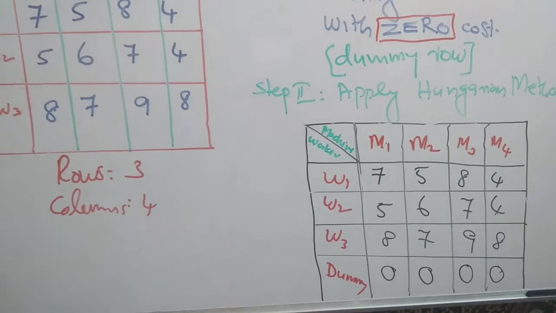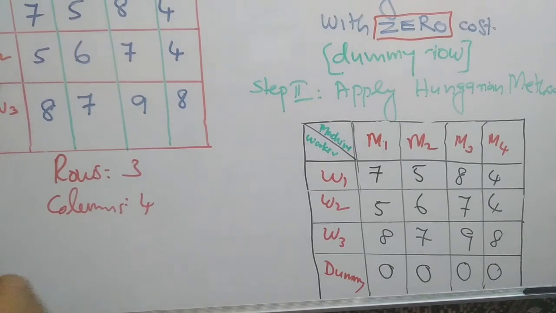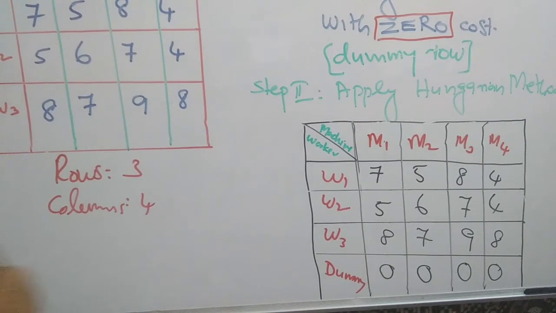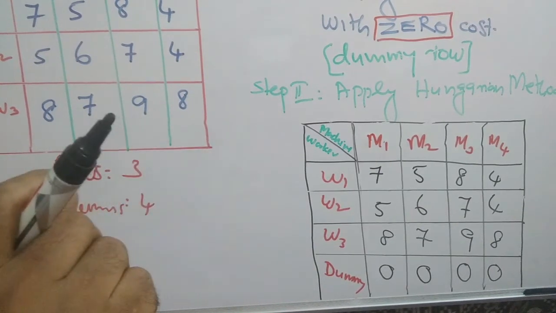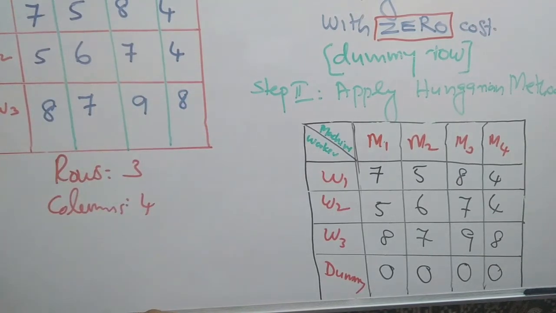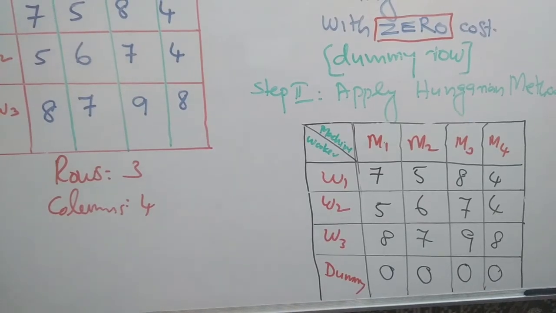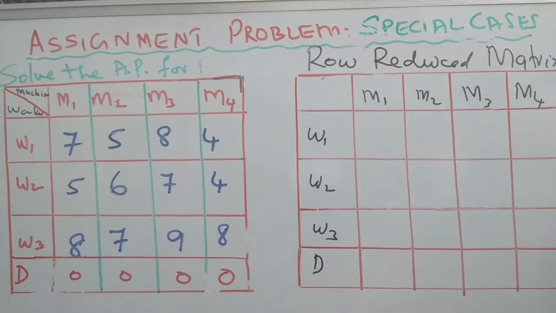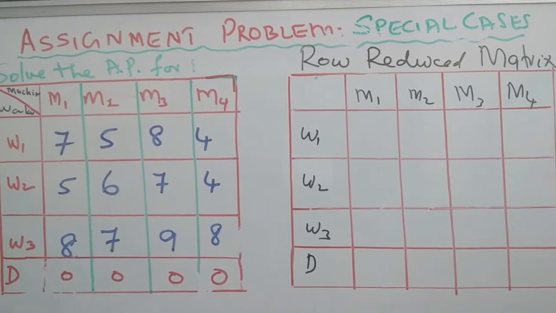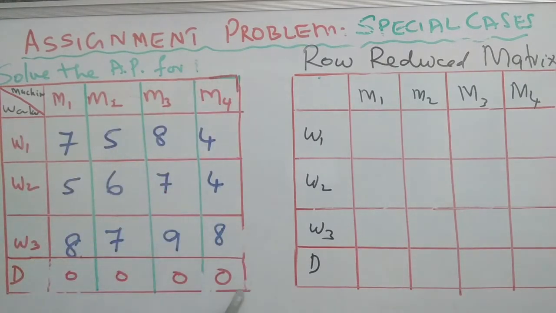So, if the problem is unbalanced, it is to be transformed into a balanced one by adding a dummy row or column as the problem demands, with zero cost coefficients. Then solve by applying the Hungarian method. We are using the Hungarian method, that is discussed in the earlier version of the assignment problem. Repeating that here. So this problem is a balanced problem. It is a balanced one. We add the dummy row.